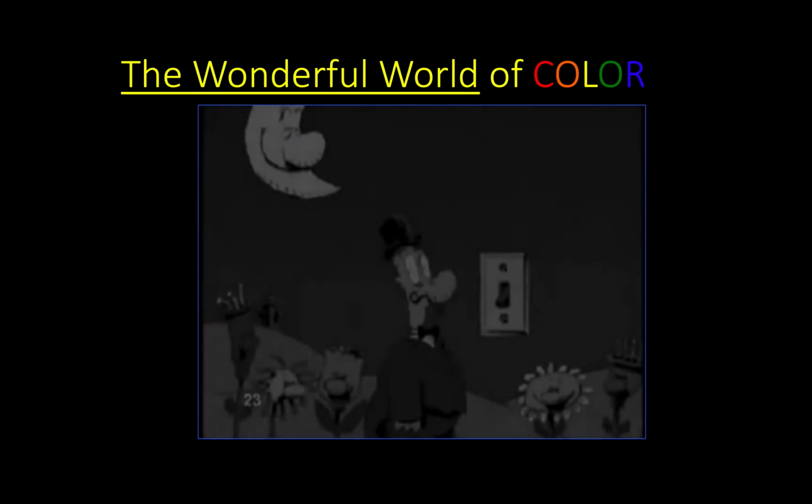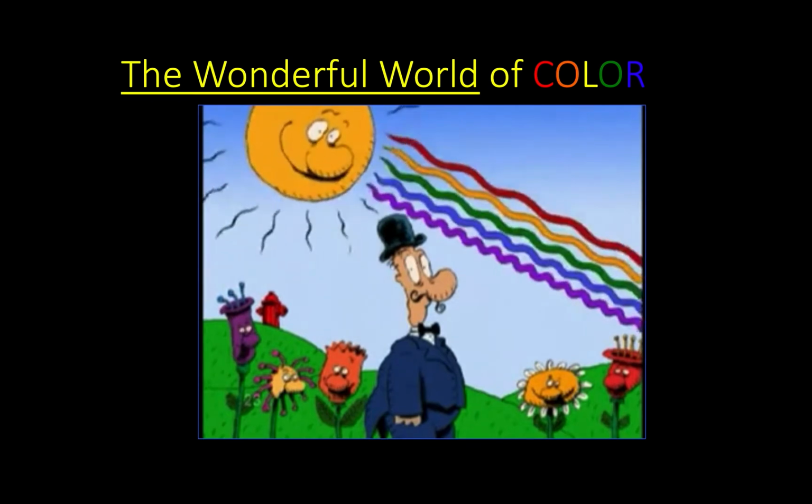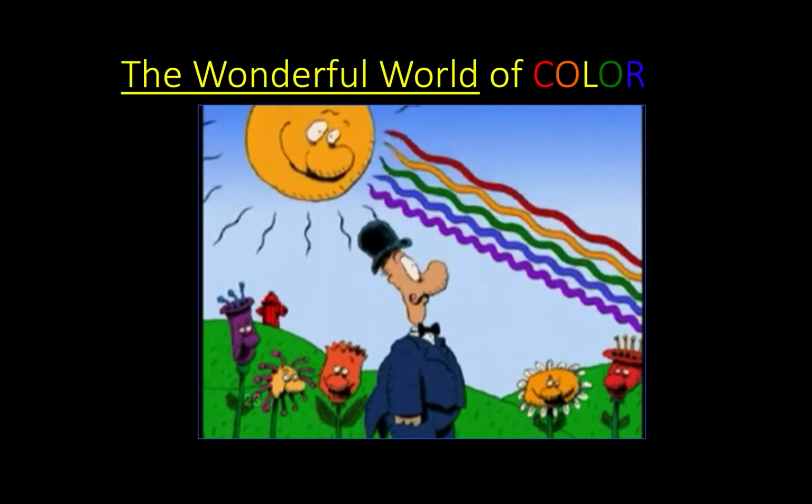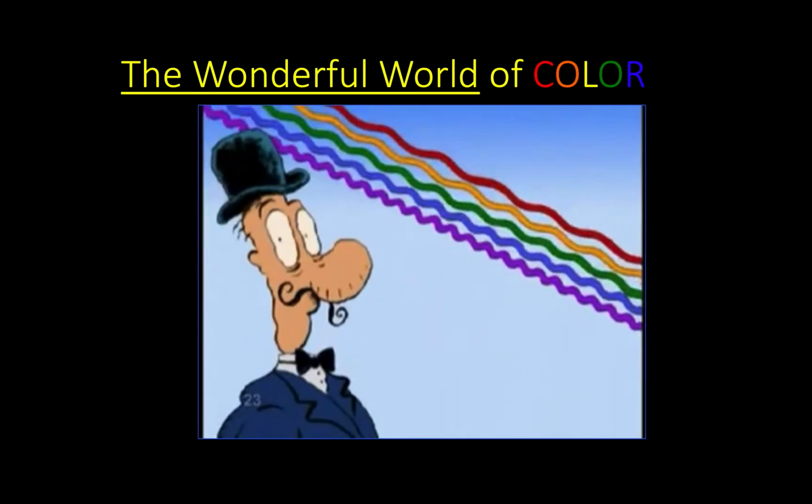There's no such thing as color. We live in a colorless world. Color is an effect produced in our eyes and brains by light. White light consists of different lengths of light waves. Each wavelength produces a different color sensation.